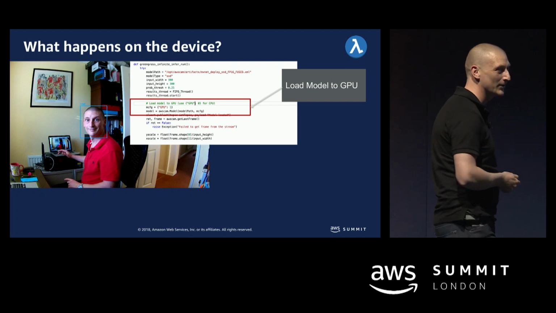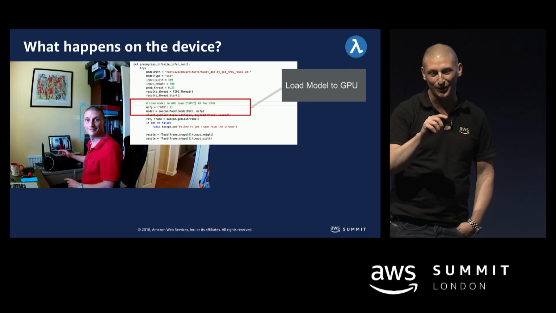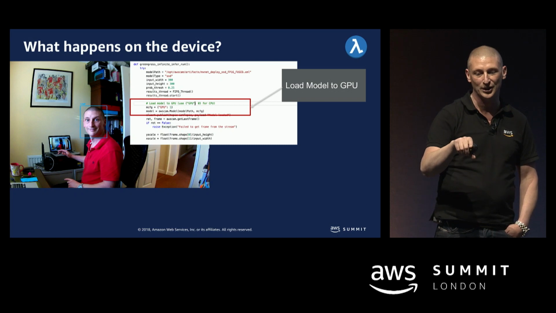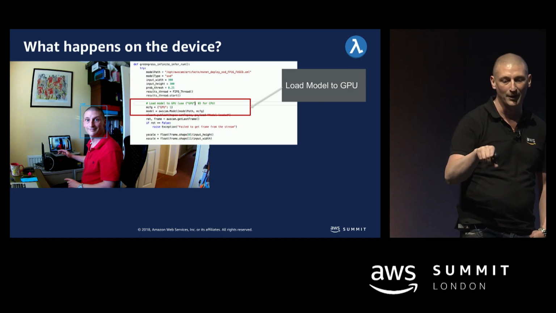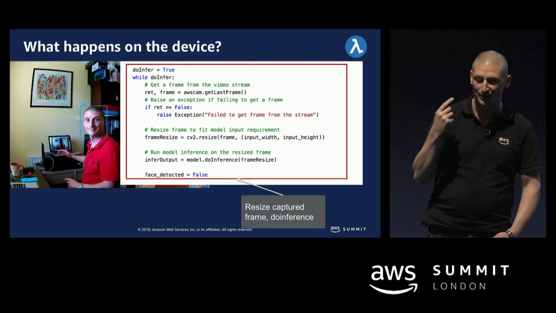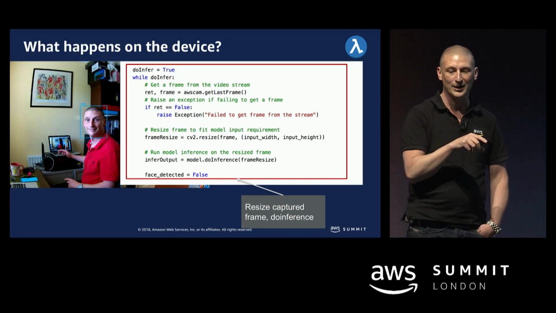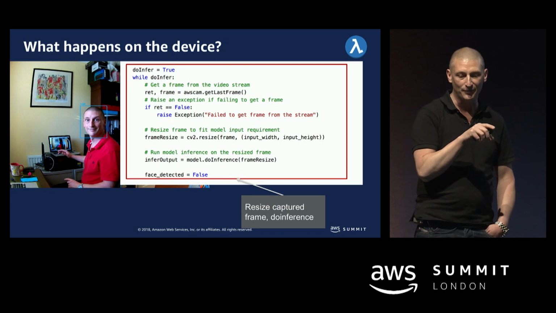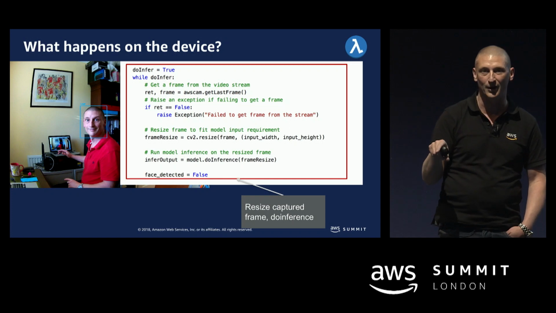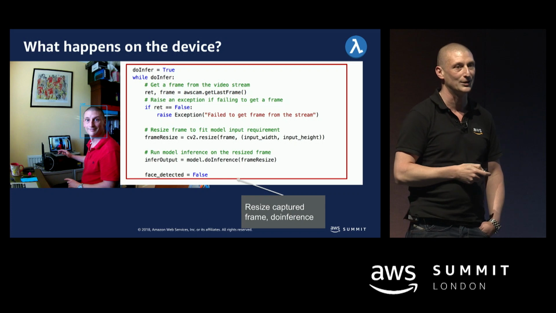So what's happening on the device? Again, we couldn't find a better looking model, so it had to be me. What's happening on the actual device itself is you can see that I'm loading the model into the GPU on the camera. Then what I'm doing is inference, so I'm actually doing inference on the edge. I'm capturing the last frame on the camera itself, and then I'm resizing it to the input width and height that the model will support. And then I'm doing inference on that actual device itself.